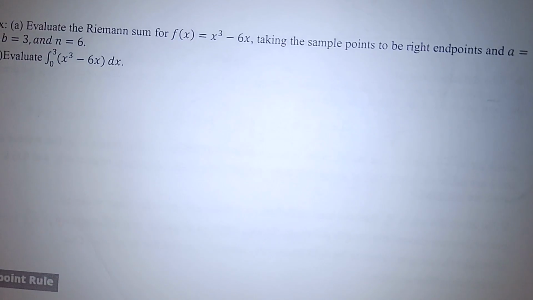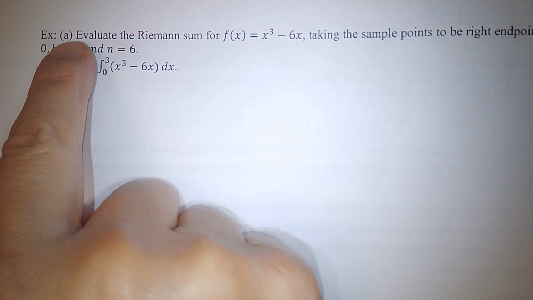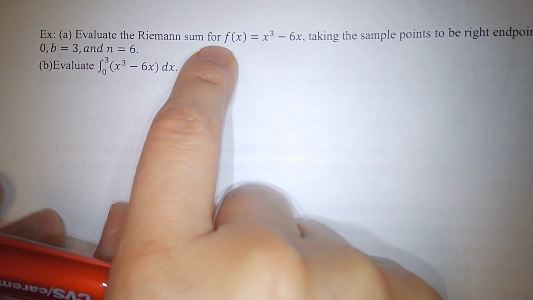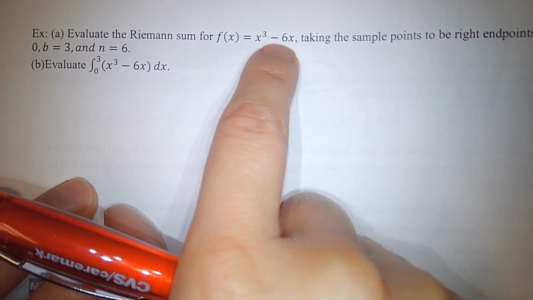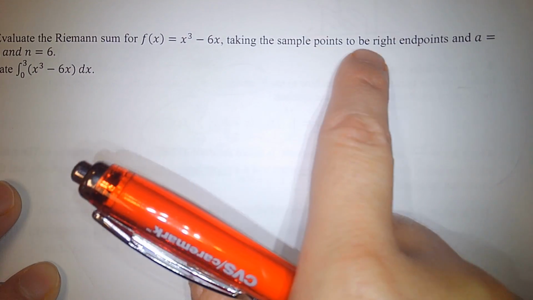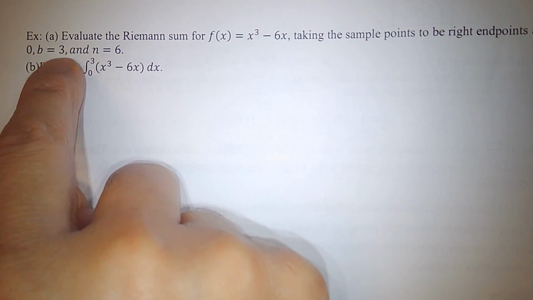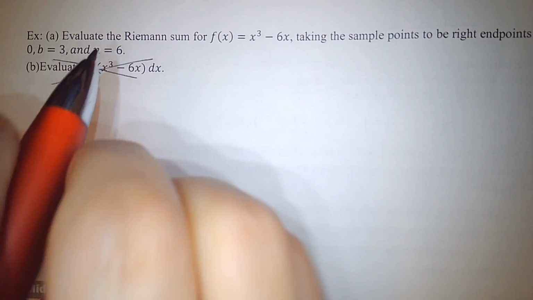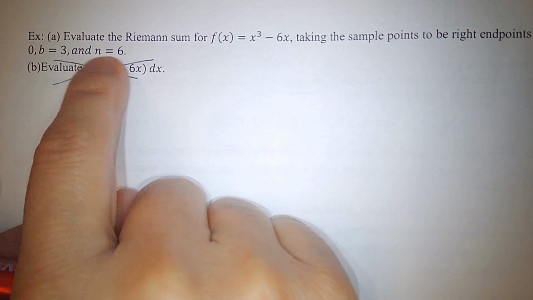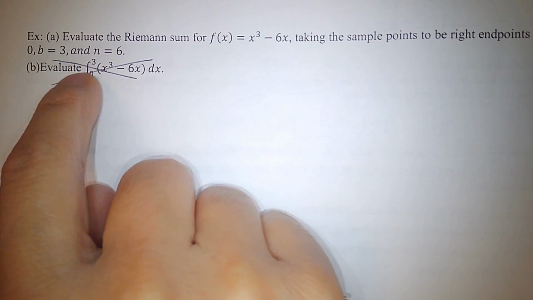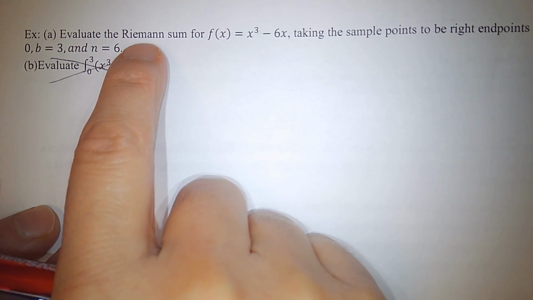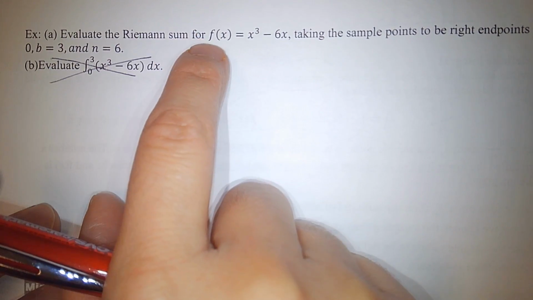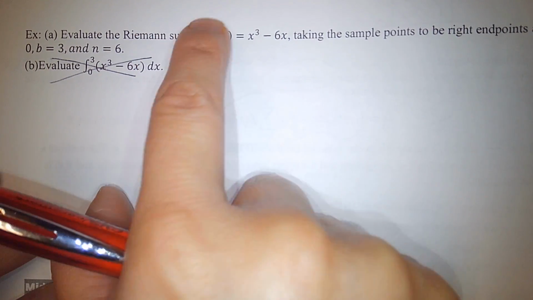Alright, let's move on to the next page. Evaluate the Riemann sum for f of x equals x cubed minus 6x, taking the sample points to be the right endpoints, with a equals 0, b equals 3, and n equals 6. Question B we don't do, because there is a hard part, and I will not test you on that either. So just evaluate the Riemann sum for this function.